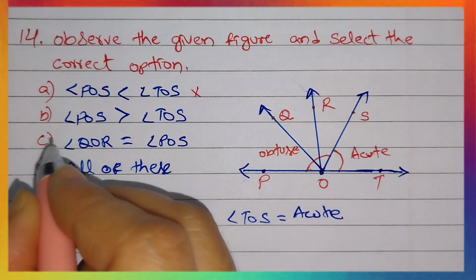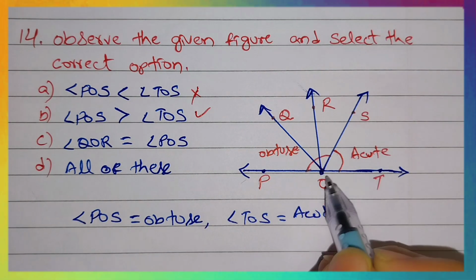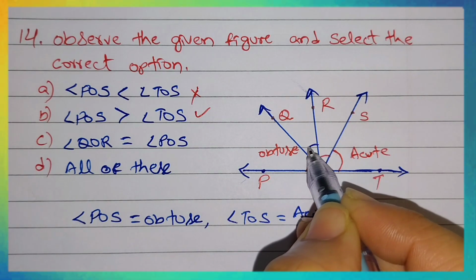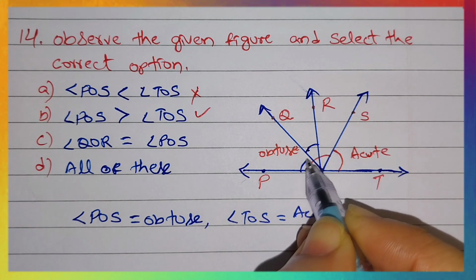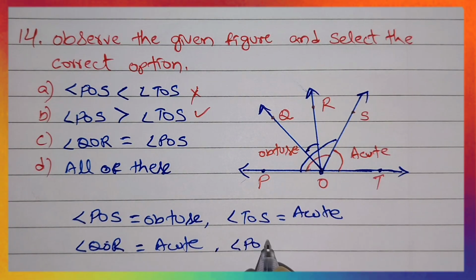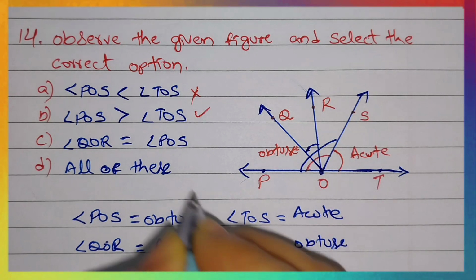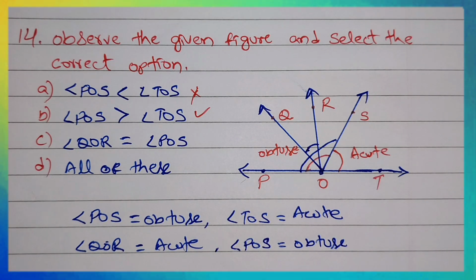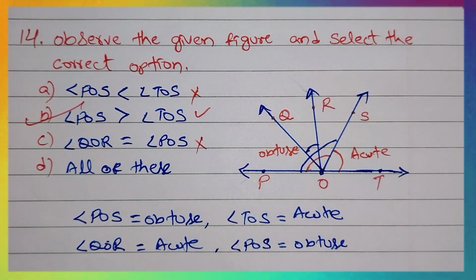In the question they asked to select the correct option. Next, B, angle POS is greater than angle TOS. Yes, angle POS is an obtuse angle, more than 90 degrees and less than 180 degrees. Angle TOS is an acute angle, less than 90 degrees. So the B option is correct. And angle QOR is not equal to angle POS.